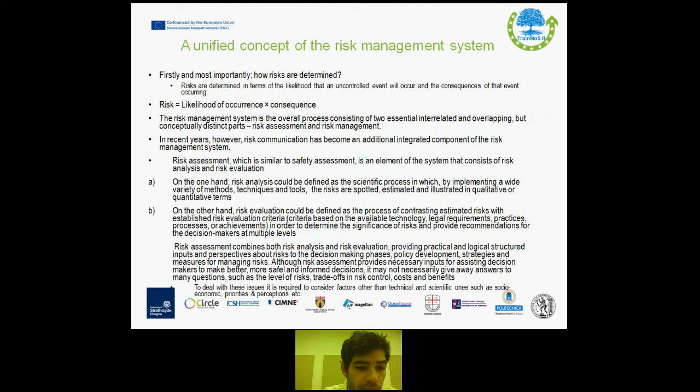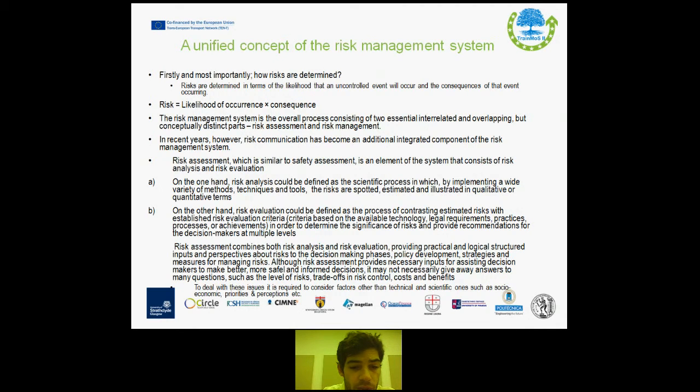The risk management system is the overall process consisting of two essential, interrelated and overlapping but conceptually distinct parts. Firstly, the risk assessment, and secondly, the risk management. In recent years, however, risk communication has become an additional integrated component of the risk management system. So, let's first define these terms.